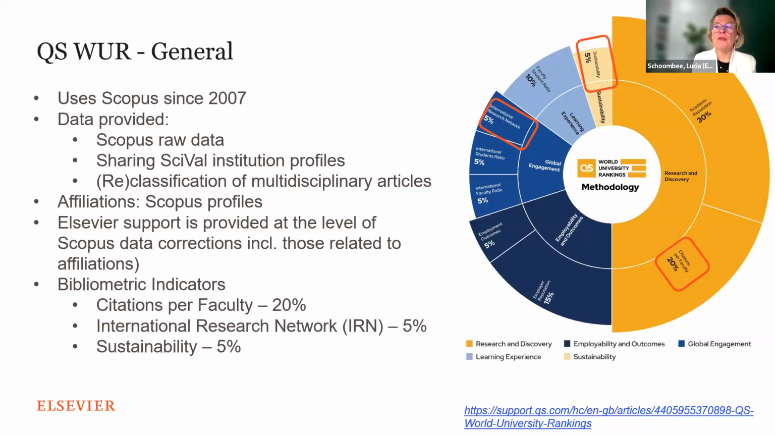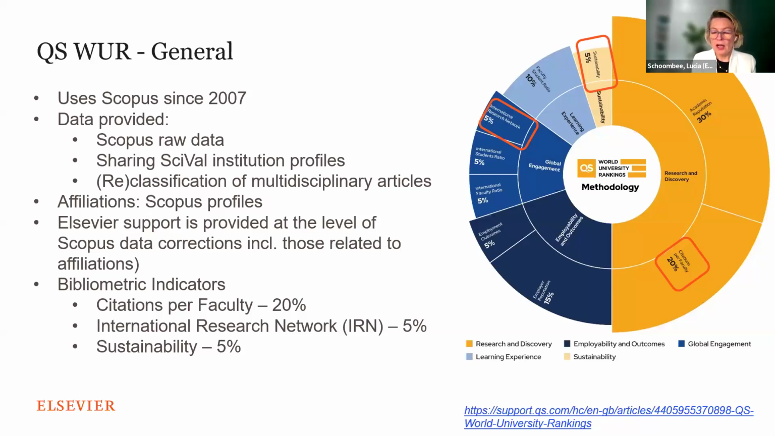Even though we provide the institutional profile, the QS team actually has its own methodology of creating institutions. But with Times Higher Education, there's a direct link between the SciVal institutions and what is used by them. With QS, it has some effect, but it's not definitive. Elsevier also supports in terms of the Scopus data corrections, and then the bibliometric indicators.